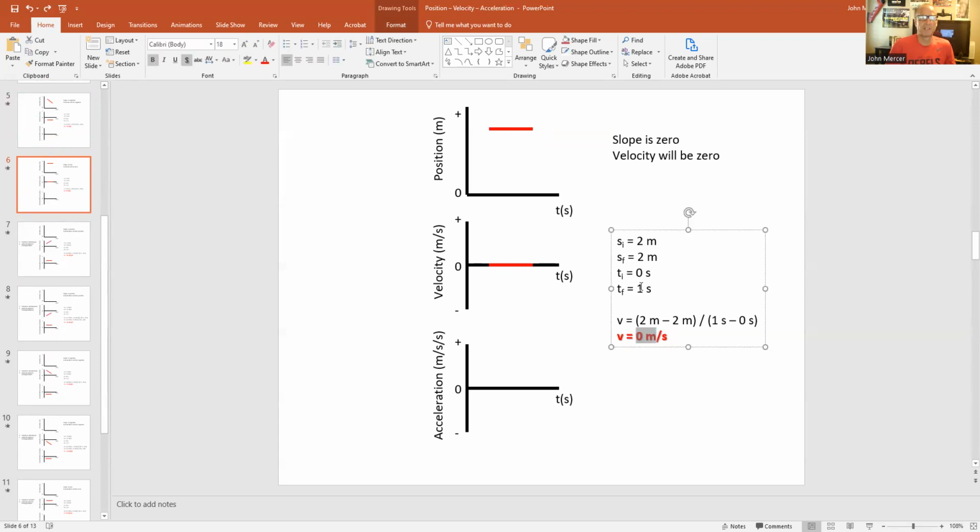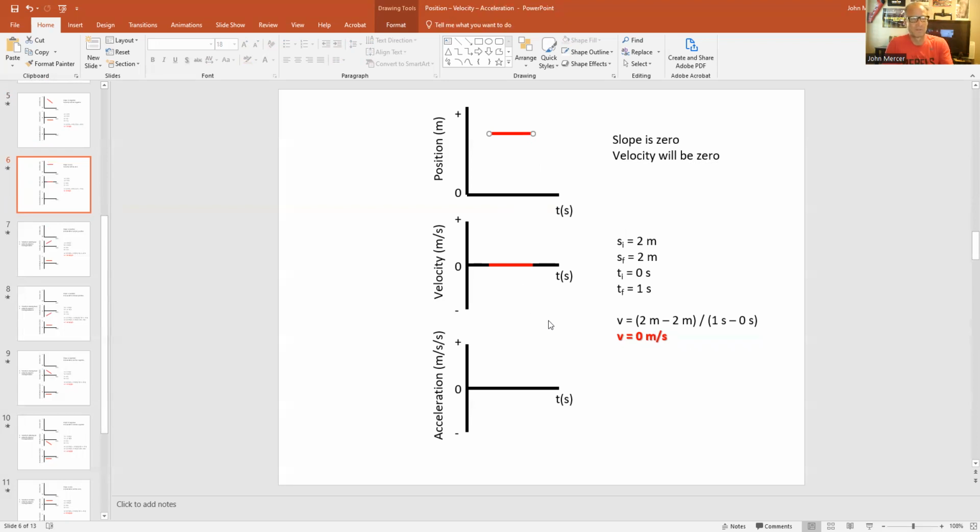Change in position over change in time. If there's no change in position, then there's no velocity. The object is not moving, so velocity is 0. And it doesn't matter if I'm dealing with walking forward. It doesn't matter if I'm standing at the 2 meter mark or standing at the 1 meter mark. That's still 0 slope. That's still 0 velocity. I'm not moving. It doesn't matter where this line is. That's always going to be a 0 slope.